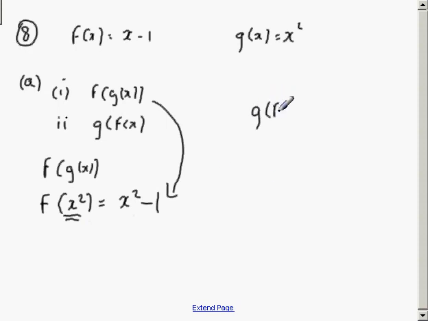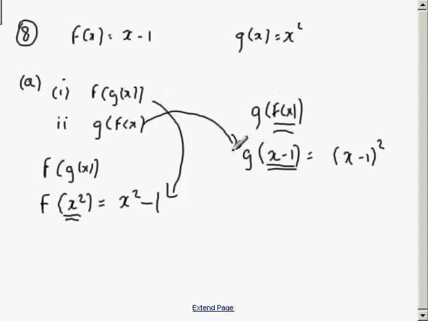Next, g of f of x, and we can rewrite that as g of, well, f of x is equal to x minus 1, so that will be g of x minus 1. G of x equals x squared. Wherever we see x, we'll substitute in x minus 1, so instead of x squared, it will be x minus 1 all squared. And that is a formula for g of f of x, x minus 1 all squared.